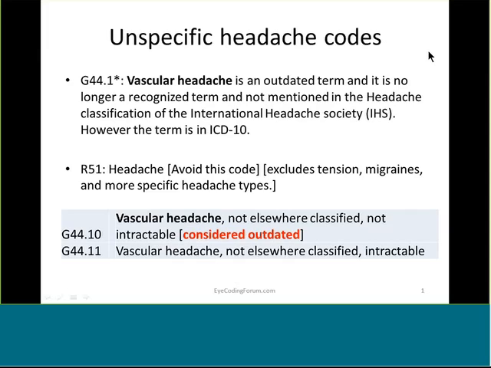This presentation is going to cover the headache codes, and a lot of people will see this code crosswalk G44.1, and it's listed as a vascular headache. Now, I looked this code up, and it turns out that it's an outdated term. It is no longer a recognized term and not mentioned in the headache classification of the International Headache Society, or IHS. However, the term is in the ICD-10. There's another code, R51, and this is a very generic headache code.